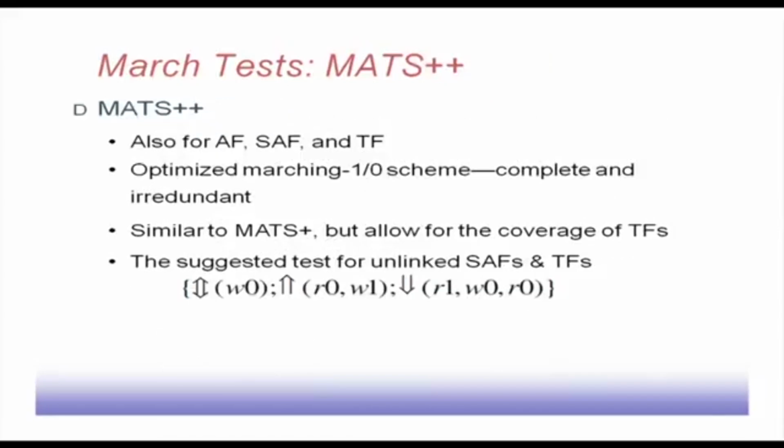Then we have got MATS plus plus. MATS plus plus is good for addressing address decoder fault, stuck-at fault, transition fault and all that. It is an optimized marching 1-0 sequence, complete and irredundant. So, this is the MATS plus plus sequence. First it writes 0, then it reads 0 and writes 1, then reads 1, writes 0 and reads 0. So, again it can detect all the stuck-at faults and transition faults.